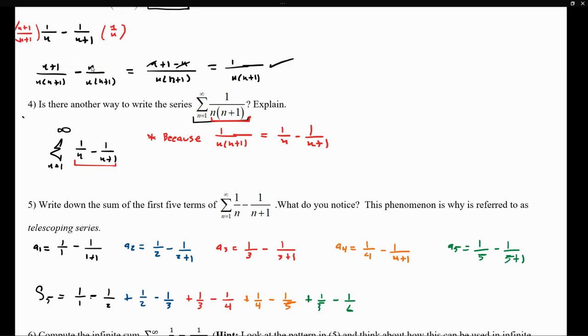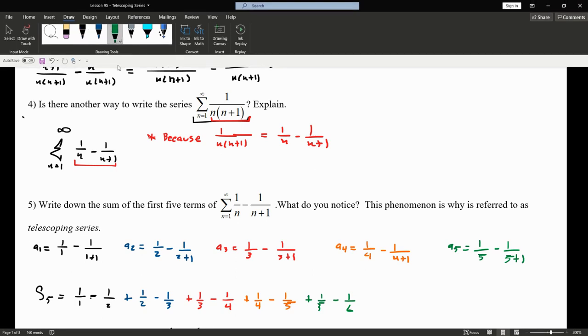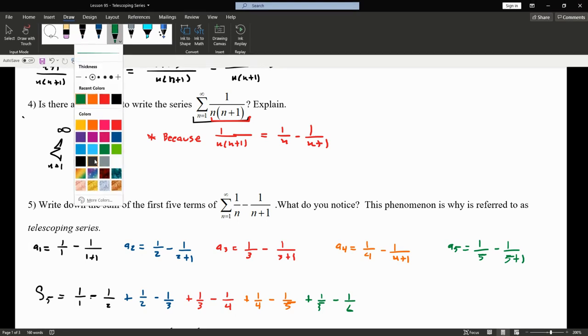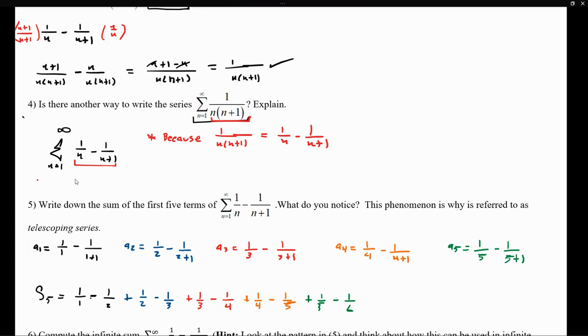But what do you notice about the sum of this sequence, or the series that comes from this sequence right here? We notice that now, if we were to rewrite our sum this way, there's something going on with all those terms. Negative 1/2 is going to cancel out with positive 1/2. Negative 1/3 is going to cancel out with positive 1/3. Negative 1/4 is going to cancel with positive 1/4. They're going to cancel out.